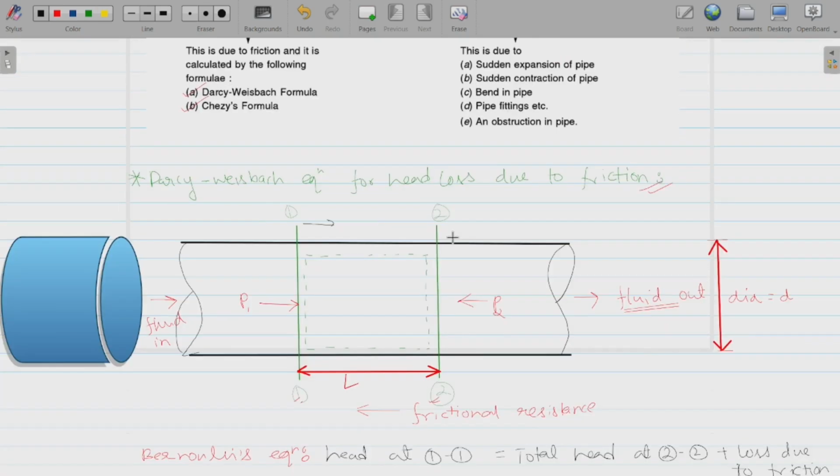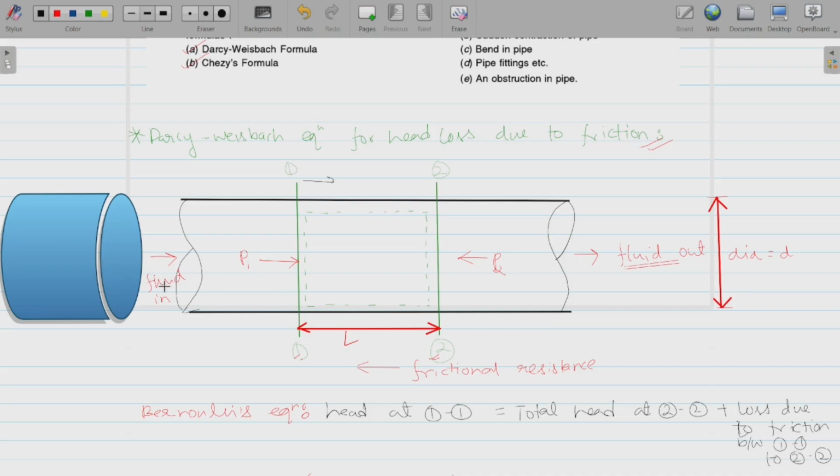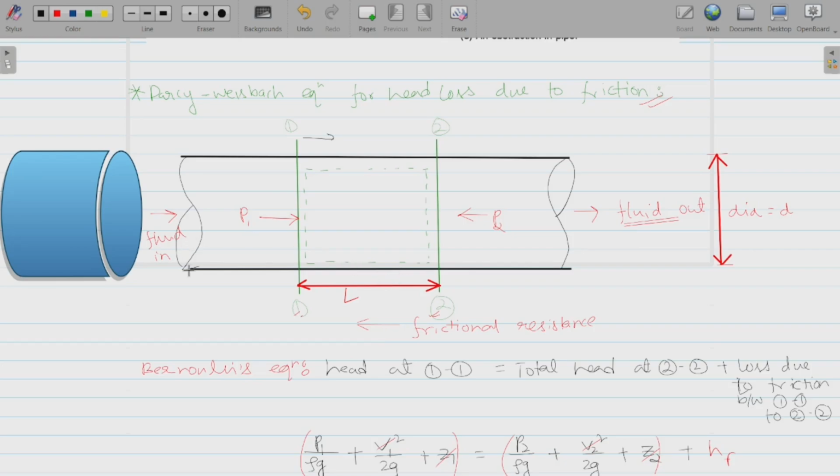If you want to figure out the Darcy-Weisbach equation for the head loss due to friction, this is a pipe, right? A cylindrical shaped pipe, and there is a fluid flow. This is the direction in which the fluid is flowing in, and this is the direction of the flow out. This is section 1 and this is section 2. The pressure acting at section 1 is P1 and the pressure acting at section 2 is P2, and the length is L. As the flow is in this direction, there will be friction in the opposite direction, so we will call it the frictional resistance.